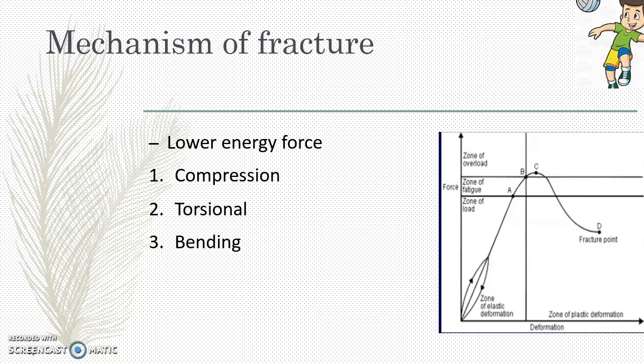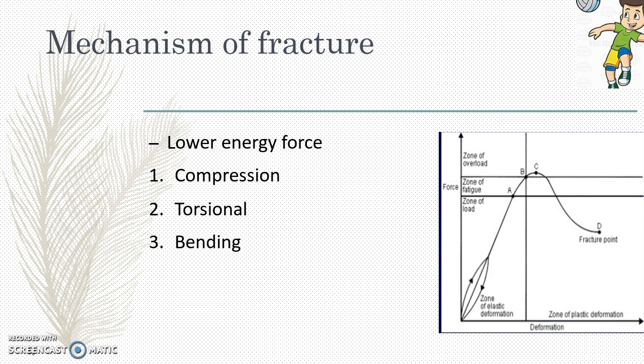While looking at the graph, the force is increasing, the deformation is increasing. In the first zone, there is elastic deformation. The elastic deformation is that the bone bends and returns to normal. There is no change in the architecture of the bone, and after that there is a zone of fatigue, and beyond that, if force is continuous, then there is a zone of overload, and then the failure pattern starts.